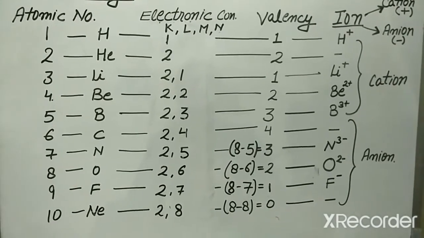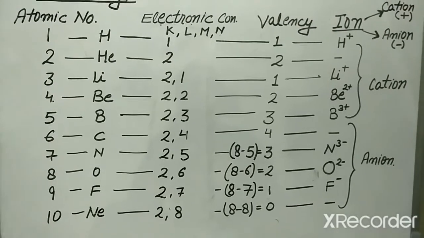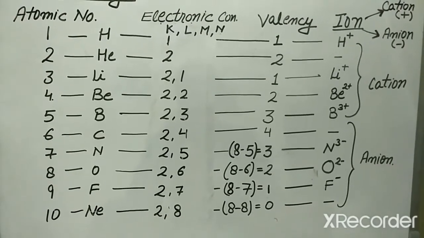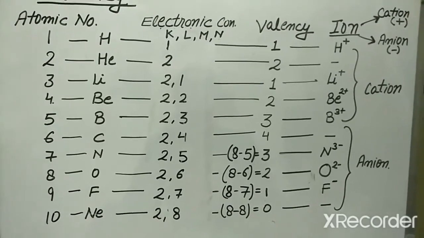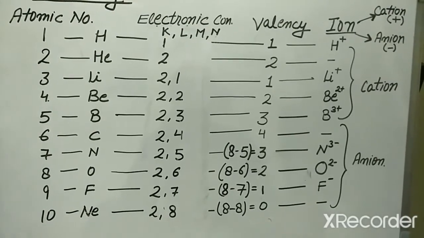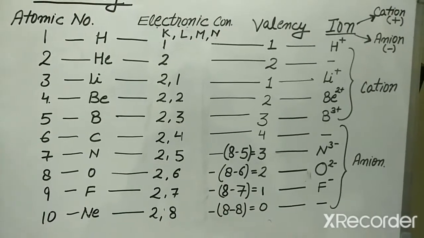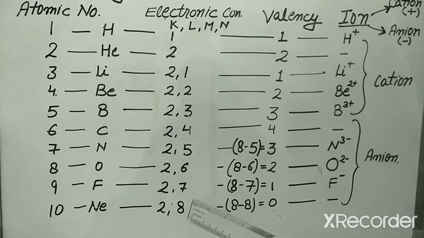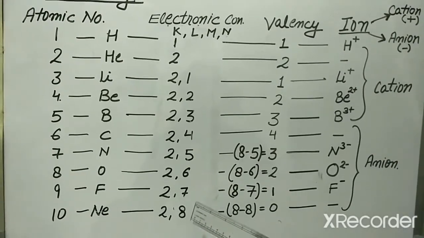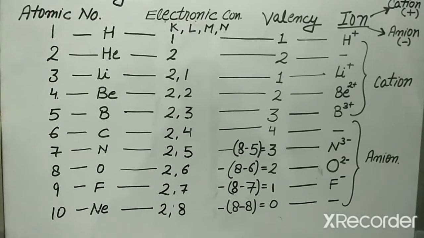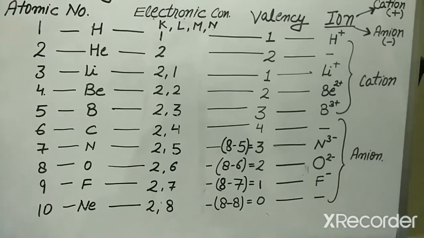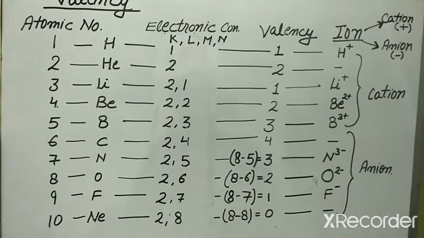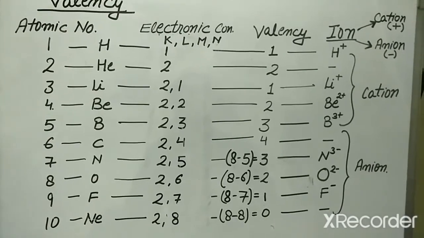There is an octet rule which states that an atom is quite satisfied if it has either 2 or 8 electrons in the outermost shell. Means any element wants to acquire the configuration in which it has 2 electrons in the outermost shell or 8 electrons in the outermost shell. That configuration is a well satisfied configuration for an element. So to acquire this configuration, how many electrons they are losing or gaining, that is valency.